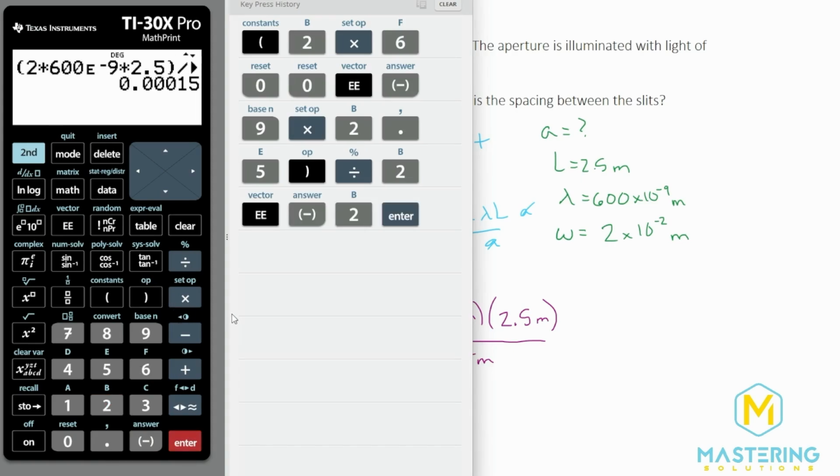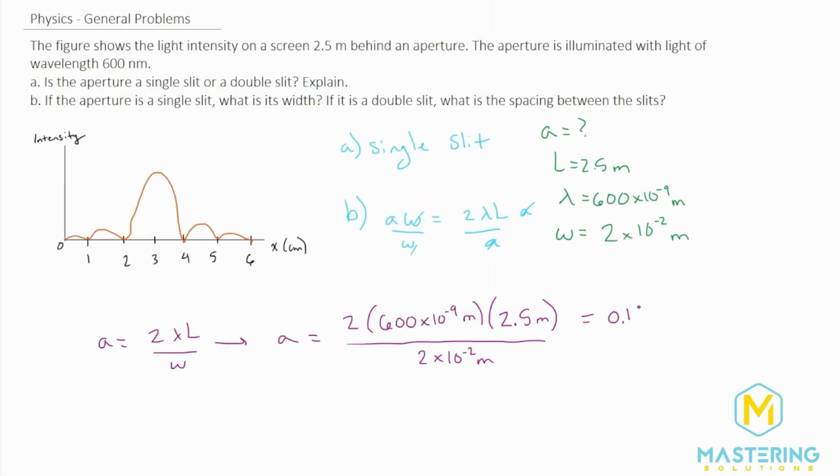All right, so that gives us 1, 2, 3. So 10 to the negative 3 is milli. So we have 0.15 times 10 to the negative 3 meters, or in other words, 0.15 millimeters as our answer for the width of the slit on our single slit.